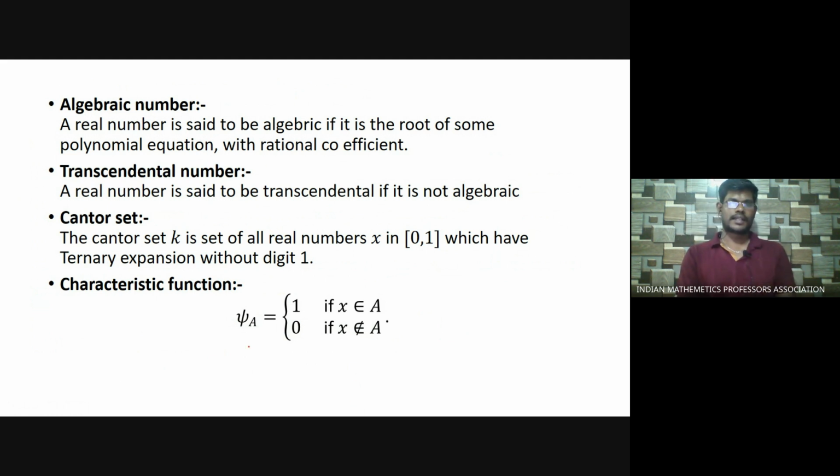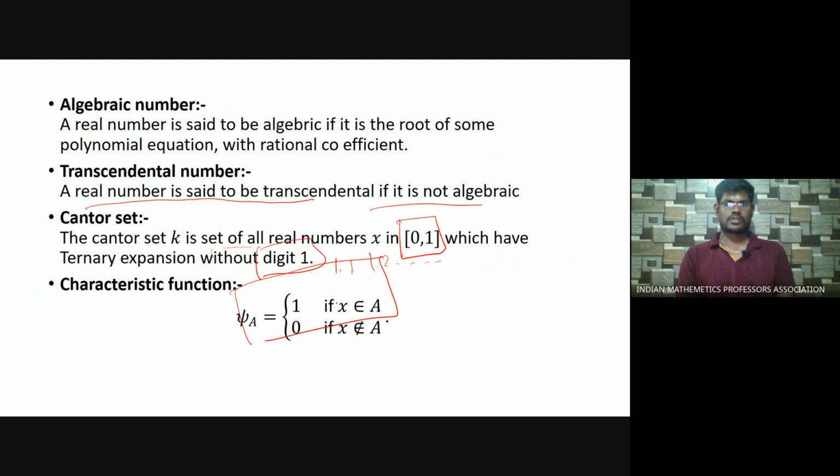Okay, the next one is a transcendental number. A real number is said to be transcendental if it is not algebraic. Okay, so this is the opposite. The next one is the Cantor set. The Cantor set K is the set of all real numbers x in [0, 1] which have a ternary expansion without the digit 1. For example, 1.1, 1.2, like that.